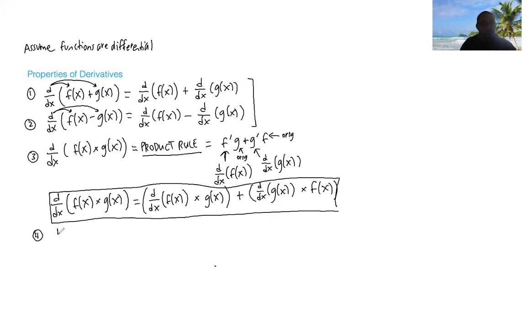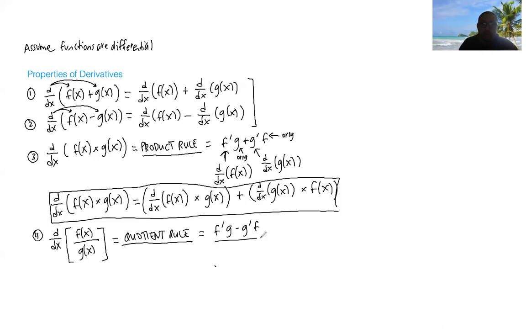Number 4, if I'm asking you for the derivative with respect to x of some function f of x divided by some function g of x, this also gets interesting. You're going to use something called the quotient rule, and remember this, I'll write it down. That formula, the hallway term for it, is going to be f prime g minus g prime f all over g squared.